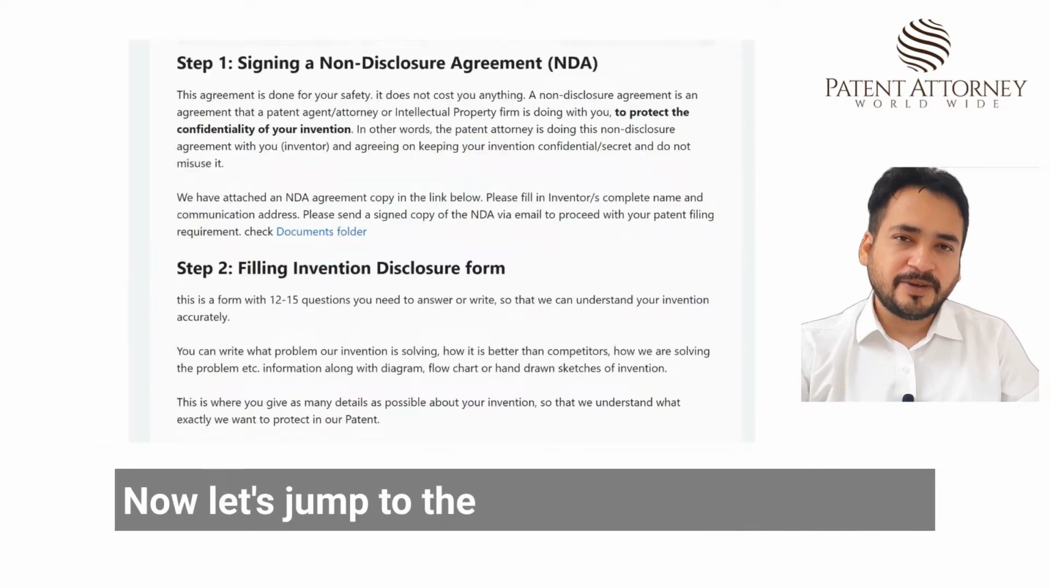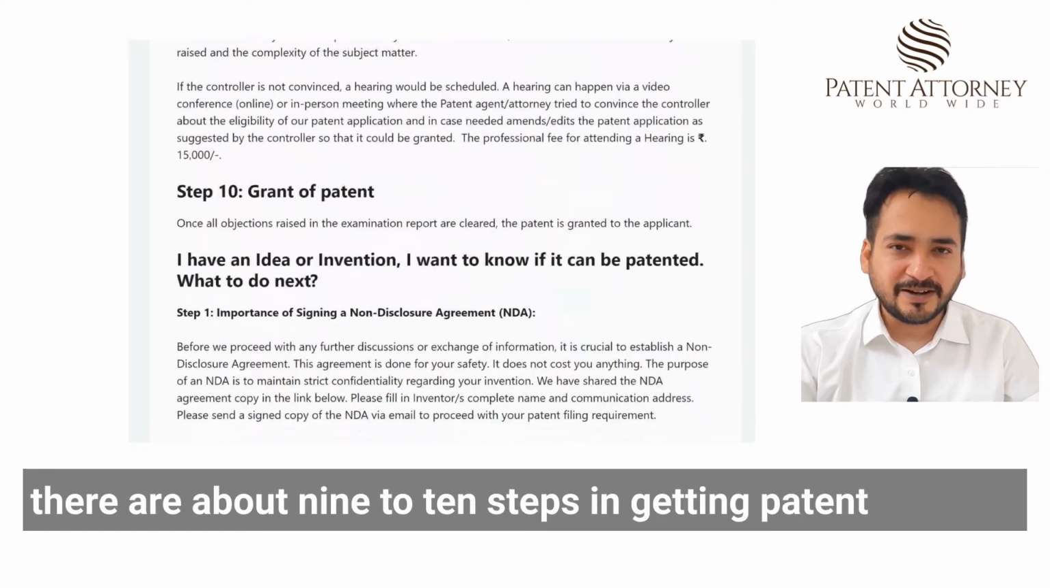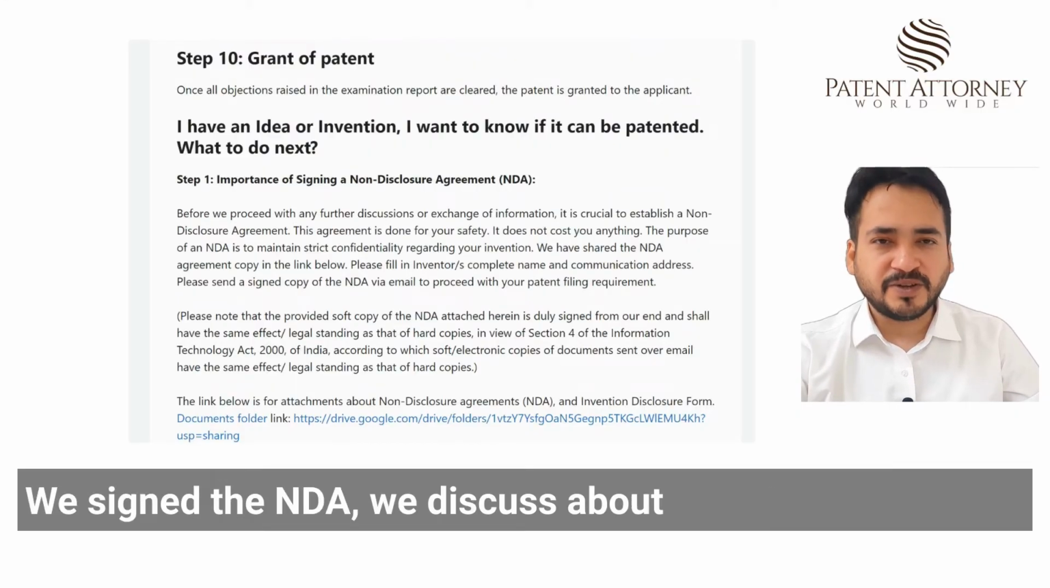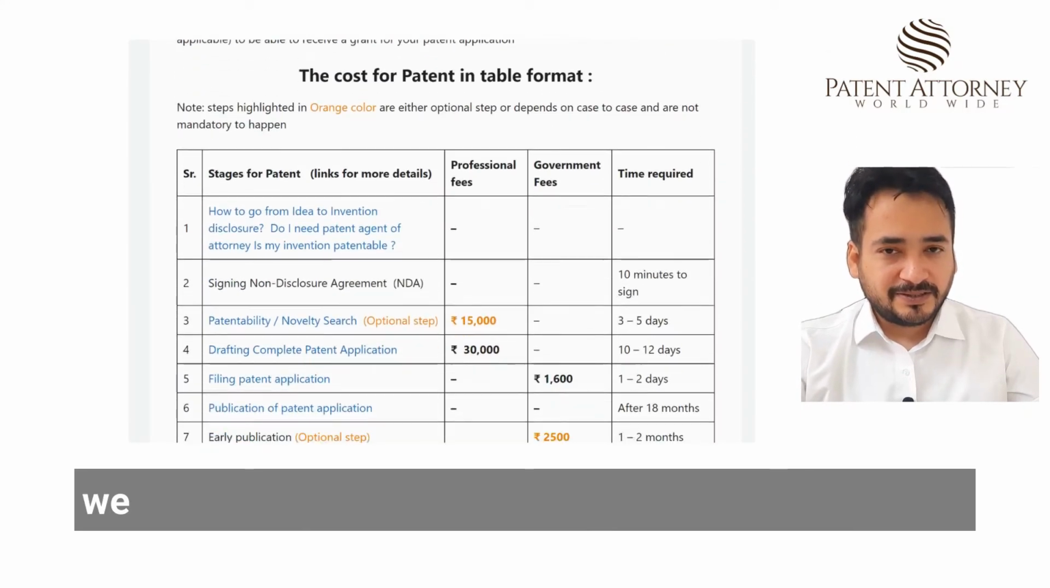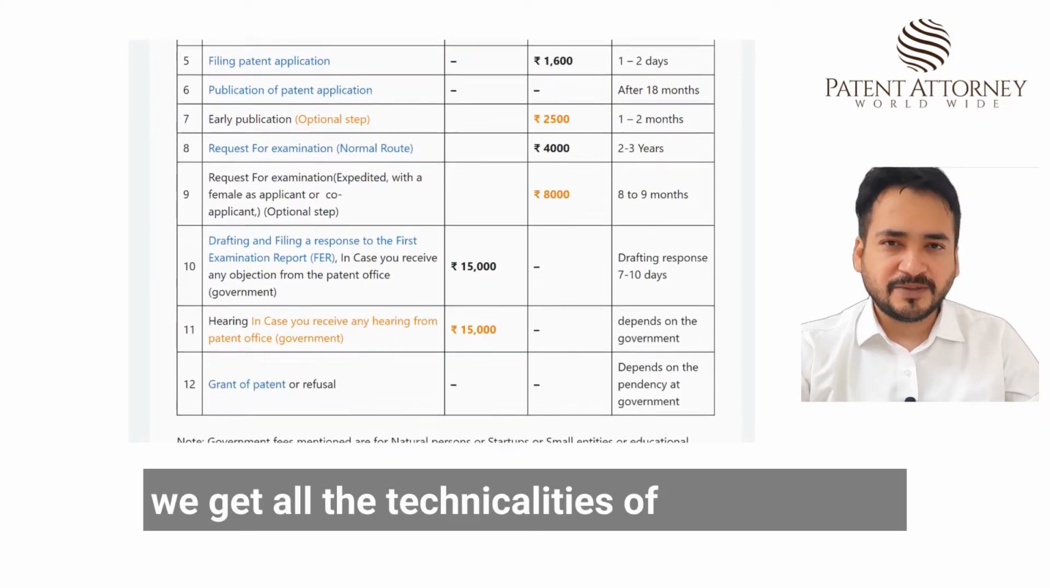So let's jump to the email, and as you can see, there are about 9 to 10 steps in getting a patent granted. We'll look at it one by one. We signed the NDA, we discuss the invention disclosure, we schedule a call to discuss our understanding, and we get all the technicalities of the invention.